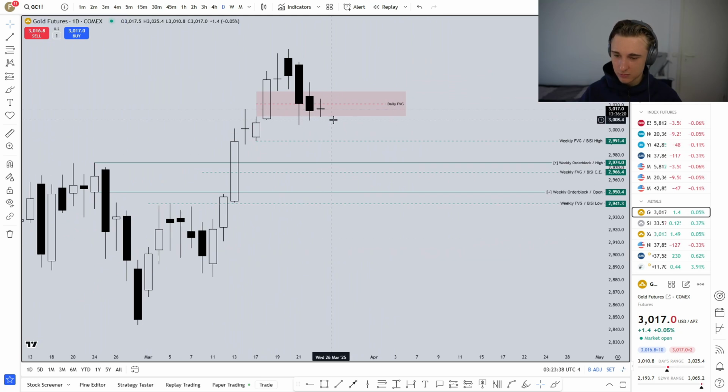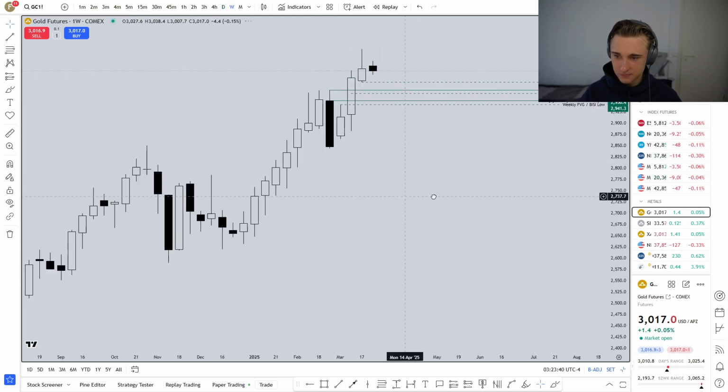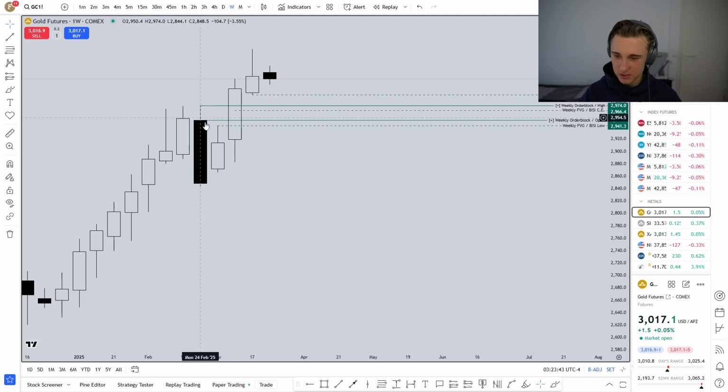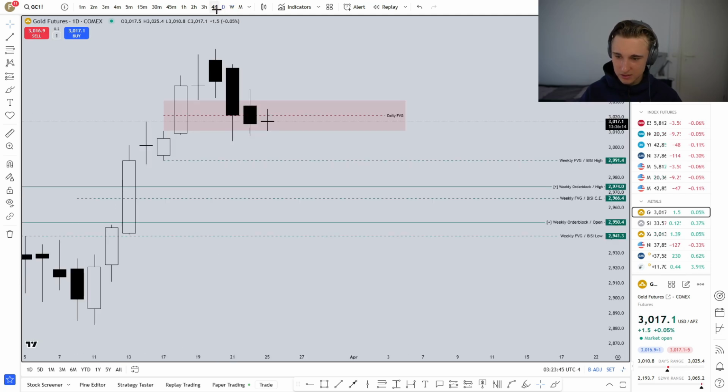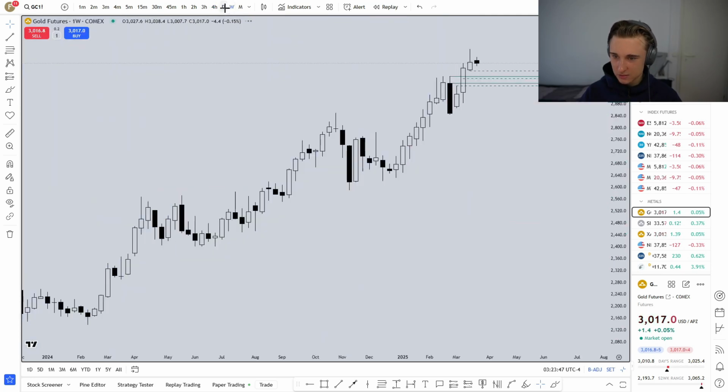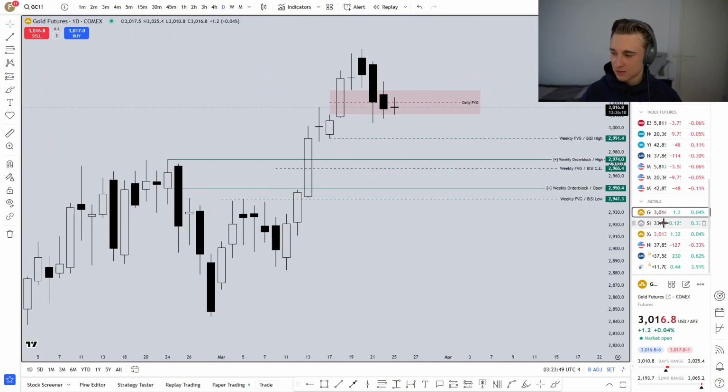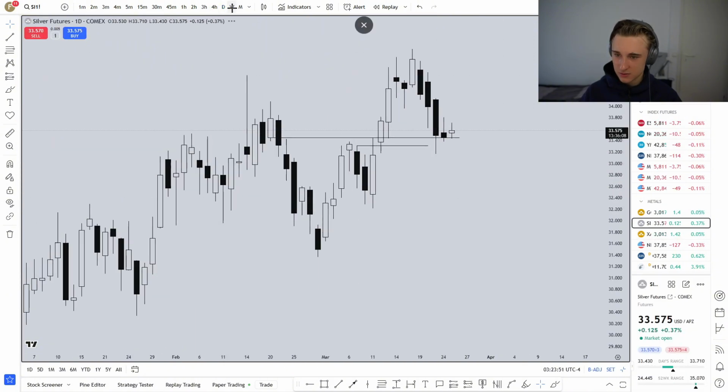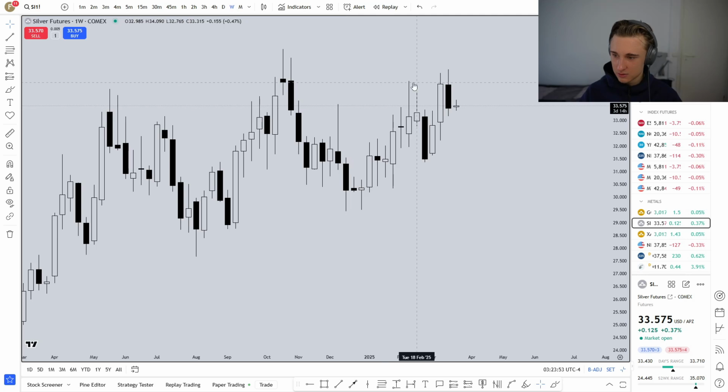So that's why I'm really not interested in trading this. We have this weekly order block. But gold has reached our target. That's why I really don't want to do anything with this pair. Silver as well. Took out the highs, showed no willingness to continue through. So we could see a retracement back into the body of this weekly order block.